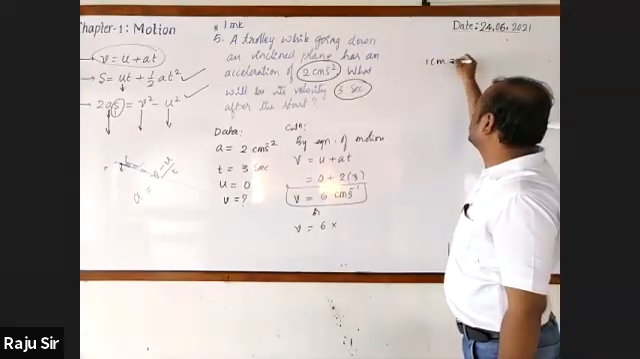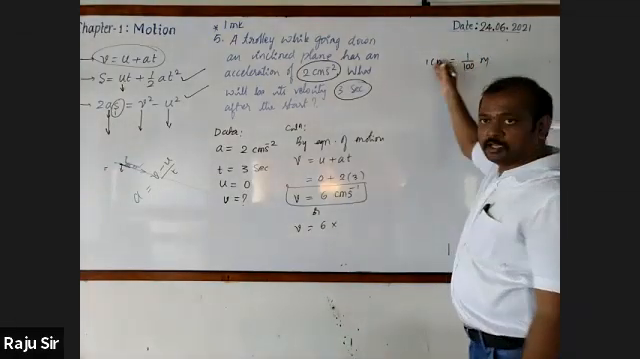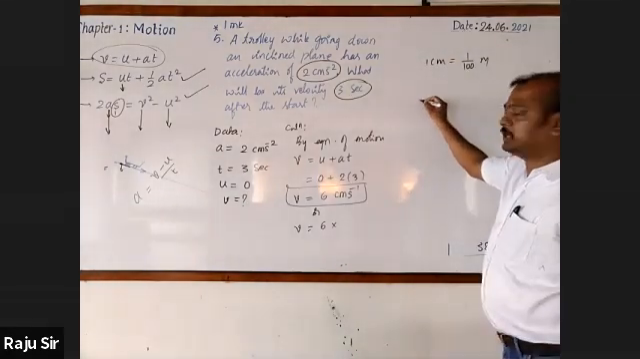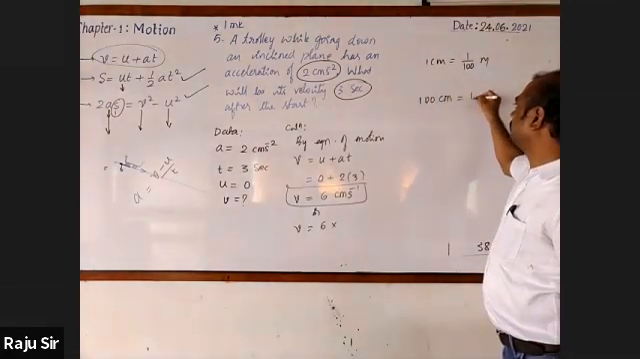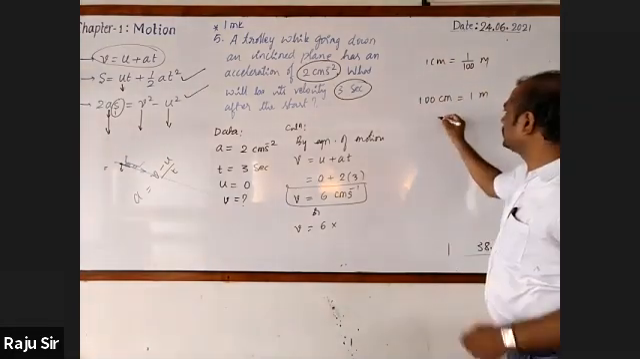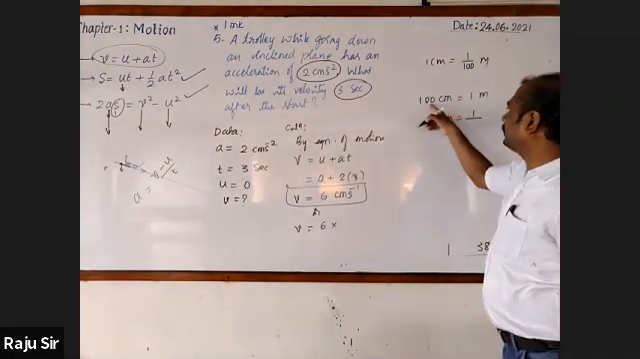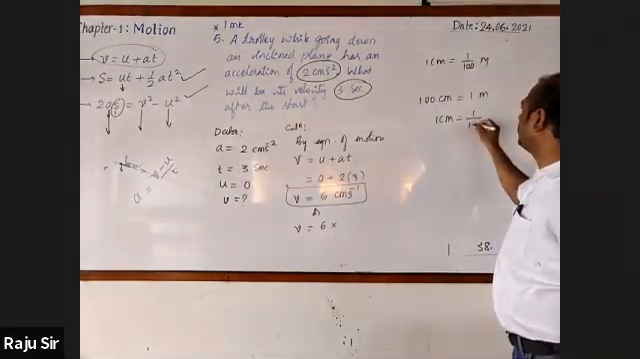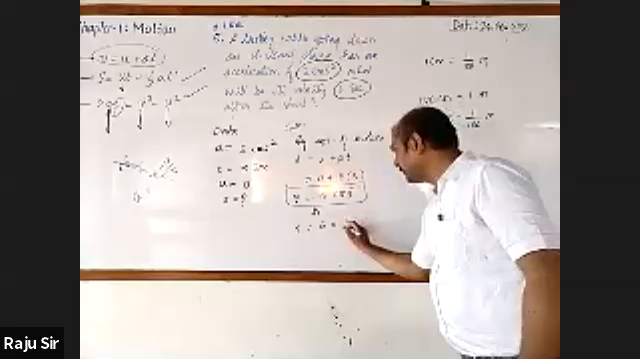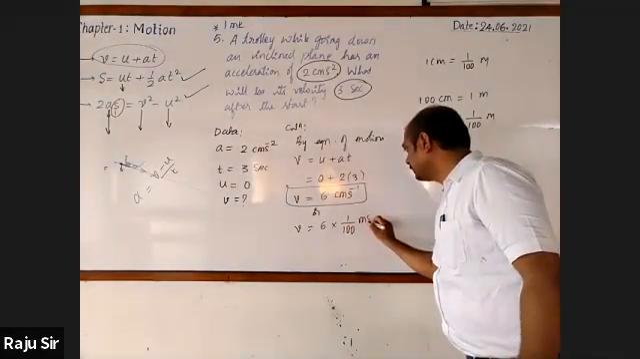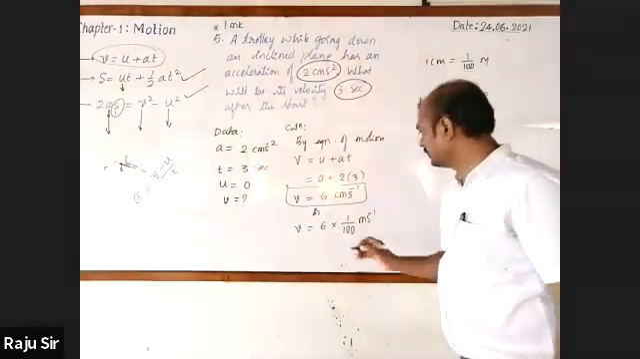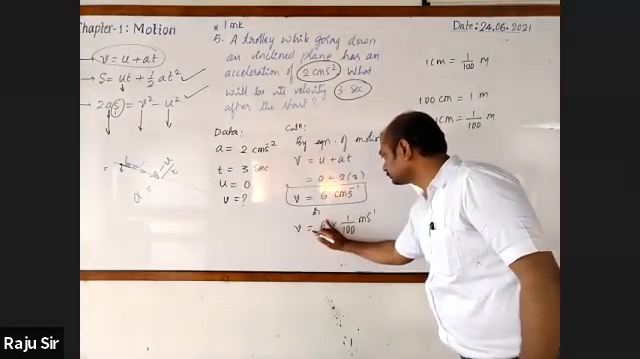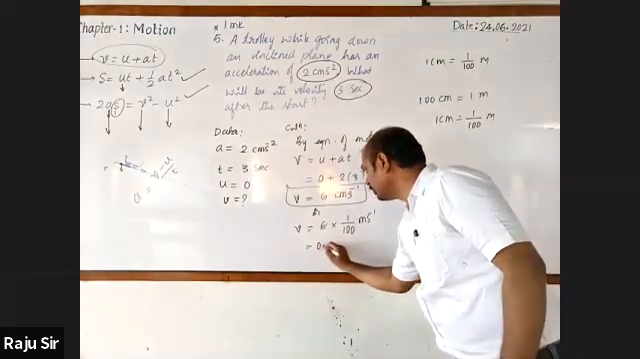Look here. You all know that 1 centimeter is equal to 1 by 100 meter, as you are also familiar that 100 centimeter is equal to 1 meter. Transposing 100 to the denominator, 1 centimeter is equal to 1 by 100 meter. Here 6 into 1 by 100 is 0.06 meter, with per second as it is. So it will be 0.06 meter per second.